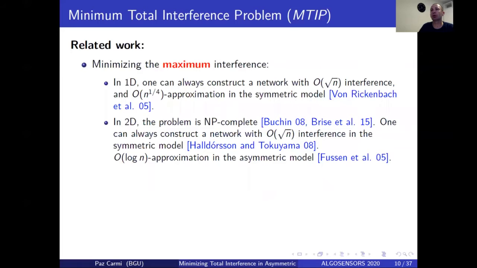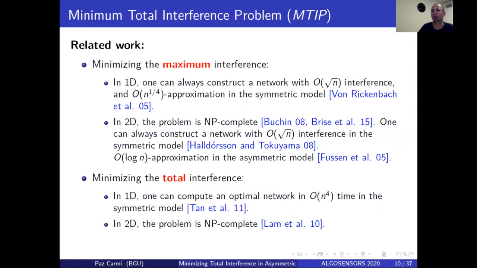So some related work. For minimizing the maximum interference, it is known that in 1D, one can always construct an O of square root n interference, and find an approximation algorithm with O of n to the quarter in the symmetric model. In 2D, it's known that this problem is NP-hard, and one can find a square root n interference in the symmetric model and an O of log n approximation in the asymmetric model. With respect to minimizing the total interference, in 1D, one can compute an optimal network in O of n to the 4th time in the symmetric model, and in 2D, the problem is known to be NP-complete.